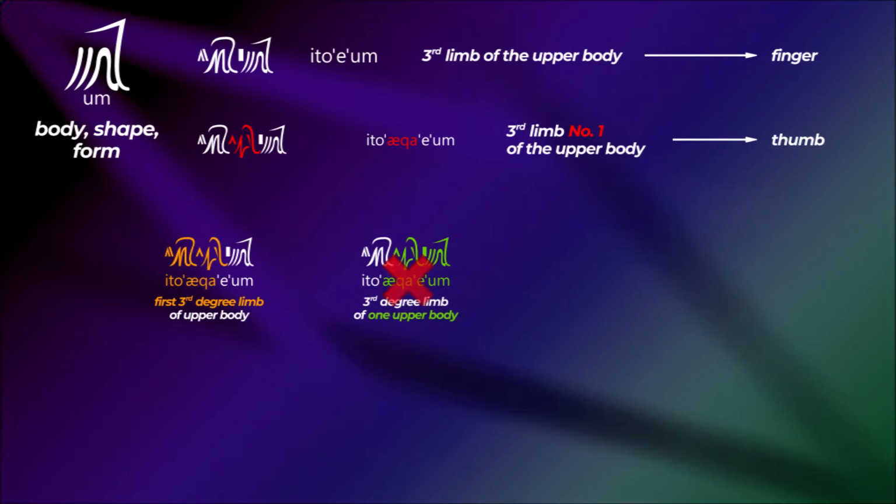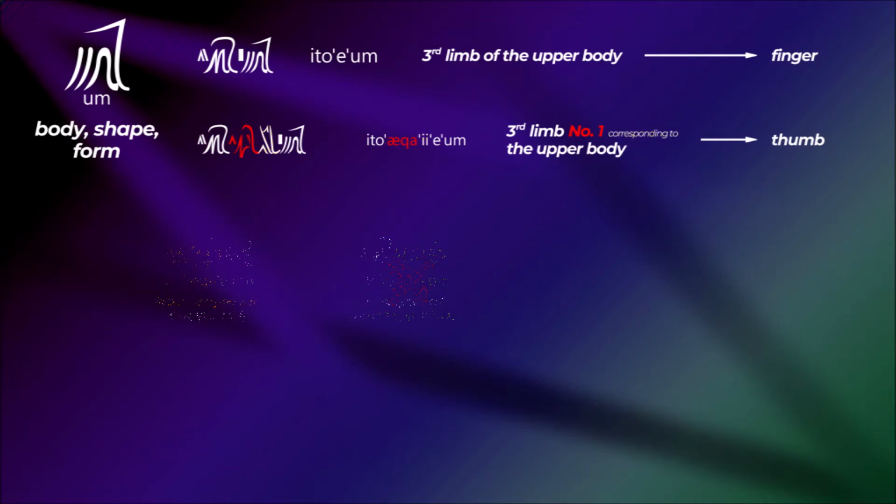We want the first meaning though, and therefore we'll need to rely on some partition magic like I've explained in quite a few of the previous videos. So we'll infix a partition marker to indicate which parts belong together. For example, the target marker yi. We now have a word that means third degree limb number 1 that corresponds to the upper body. And now we have an unambiguous word for thumb.